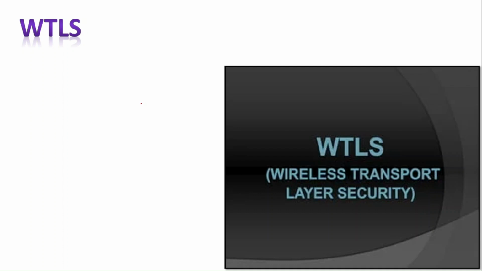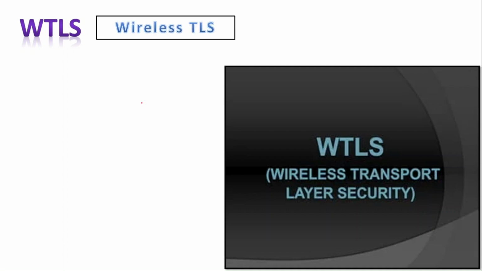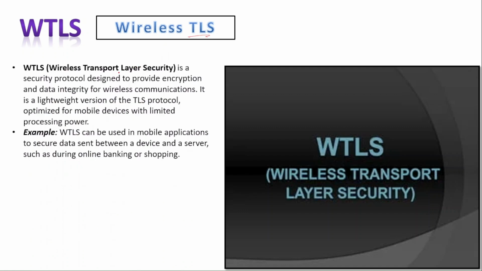WTLS, that is wireless transport layer security or wireless TLS. So WTLS, or wireless transport layer security, is a security protocol designed to provide encryption and data integrity for wireless communications. It is a lightweight version of the TLS protocol optimized for mobile devices with limited processing power. Example, WTLS can be used in mobile applications to secure data sent between a device and a server, such as during online banking or shopping.